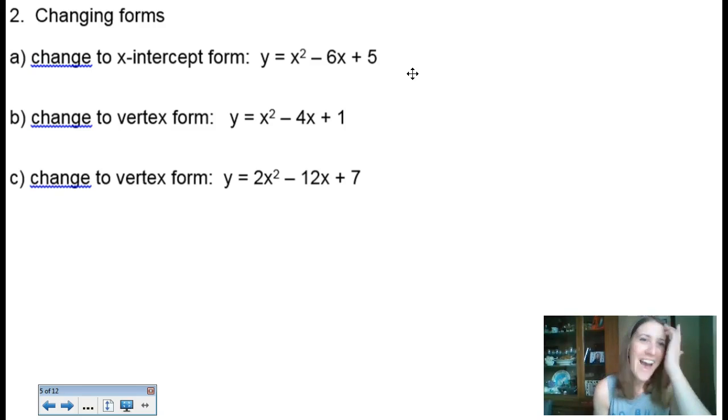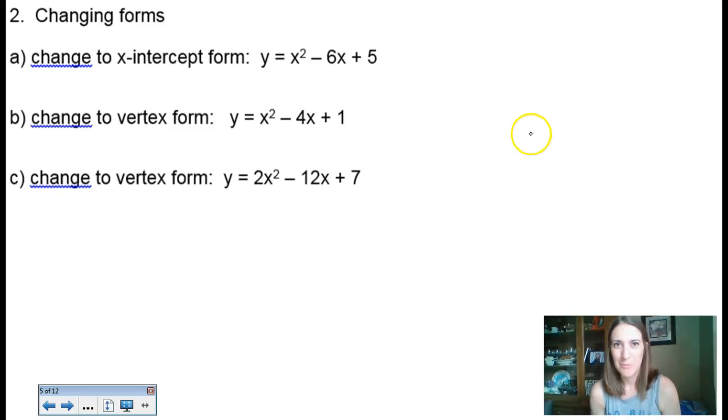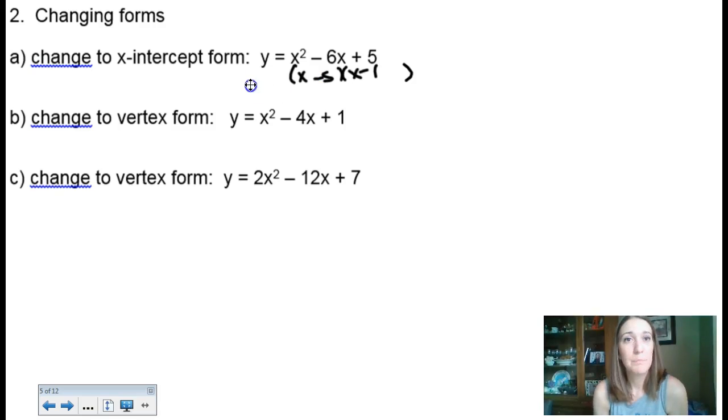I'm really sorry. All right, so change to x-intercept form. Fancy talk for change it to factored form. I know how to factor. That's really not that hard to do. Now, if I already knew what the x-intercepts were, that's cool, but it's just as easy for me to go ahead and factor this. This is going to factor into x minus 5 times x minus 1.